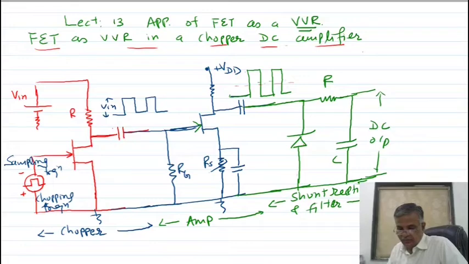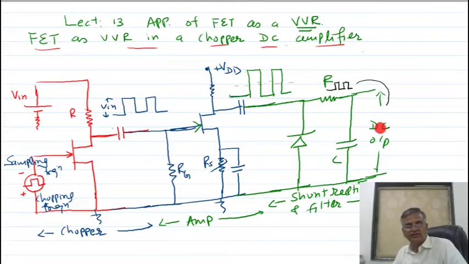So here if you want to show, I can show like this. Here is your small DC, and this is the filter by the capacitor, and you will get the DC output voltage. So in this circuit FET works as a VVR, but the circuit name is chopper DC amplifier. So listen, I am discussing this topic.